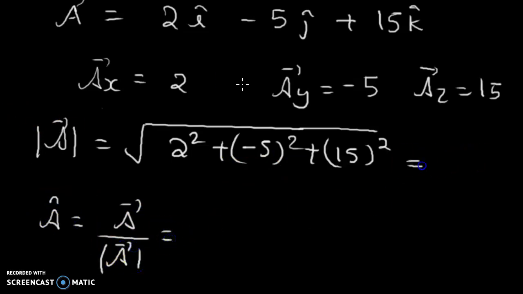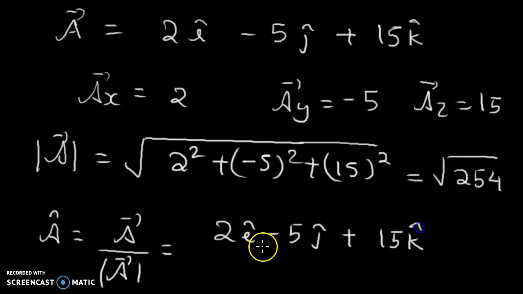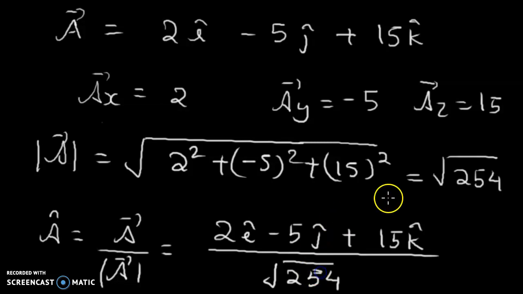So it would be 25 plus 25 plus 54, which is root 254. What was the vector? 2i cap minus 5j cap plus 15k cap, divided by root 254. So this is the unit vector in the direction of vector a. We have talked about the unit vector, and this is enough for unit vectors. Okay, so no problem with that.